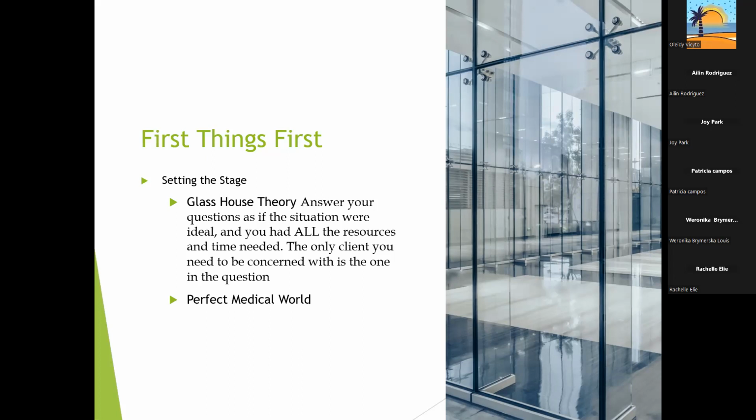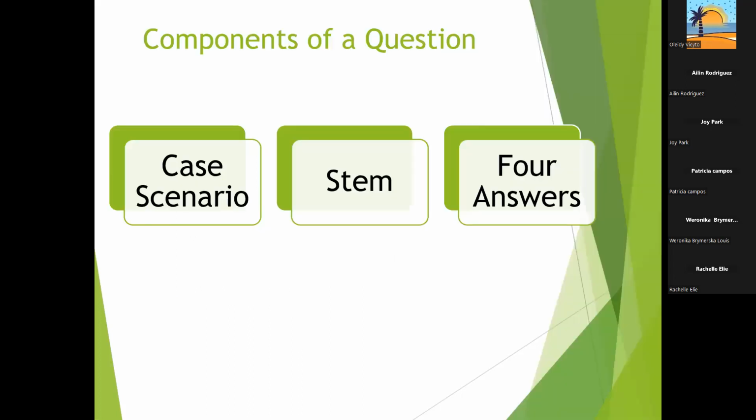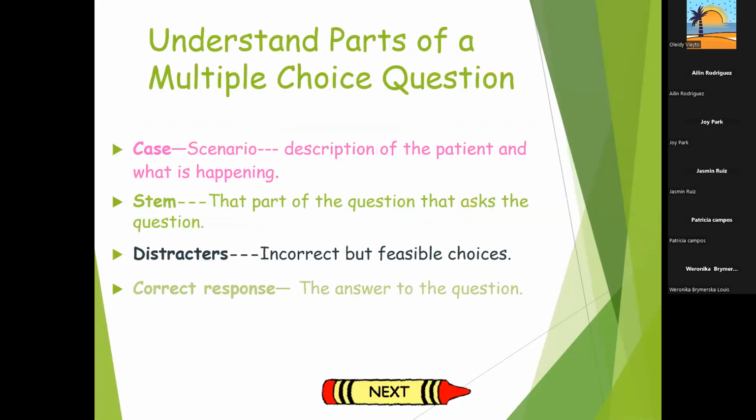So remember that. So we're going to look at the different parts of a question. When you're looking at questions, you want to make sure that you look at these different things. So these are the parts of a multiple choice question. There's the case scenario, the STEM, and usually it's followed by 4 answer choices. The case scenario is a description of the patient and what is happening. The STEM is the critical part you need to pay attention to. That's the part of the question that asks you the question you need to answer.